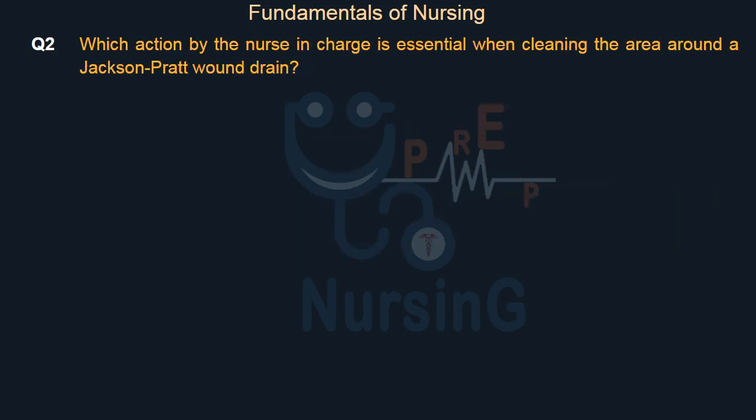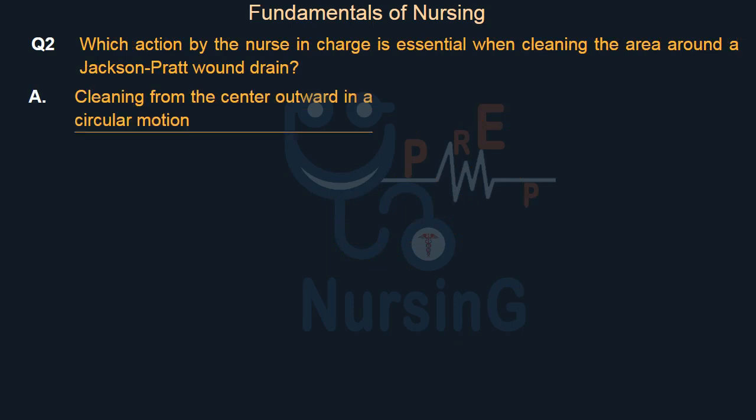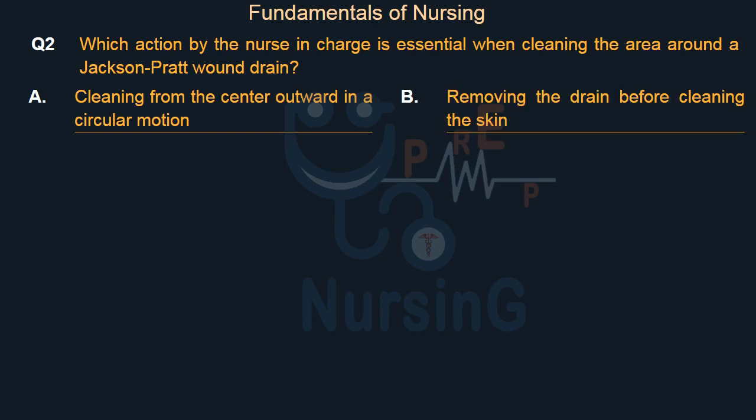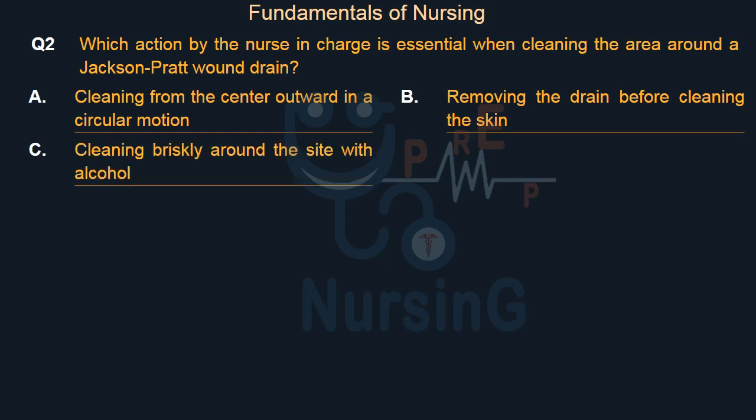Which action by the nurse in charge is essential when cleaning the area around a Jackson-Pratt wound drain? Option A. Cleaning from the center outward in a circular motion. Option B. Removing the drain before cleaning the skin. Option C. Cleaning briskly around the site with alcohol. Option D. Wearing sterile gloves and a mask. Right answer is Option A. Cleaning from the center outward in a circular motion.